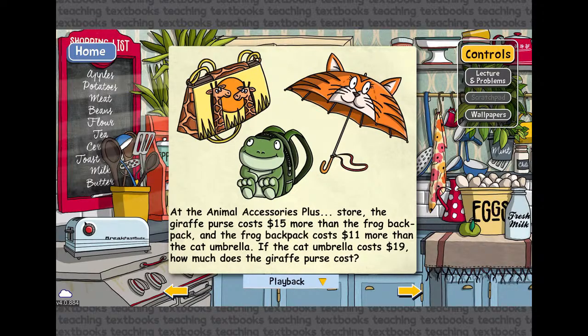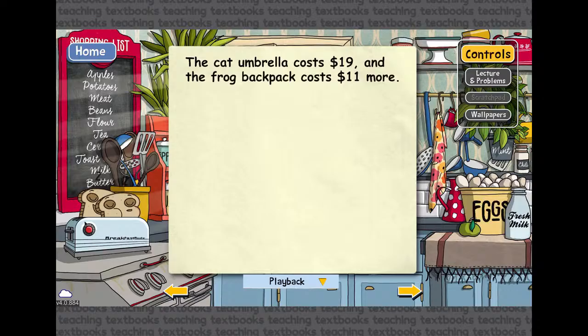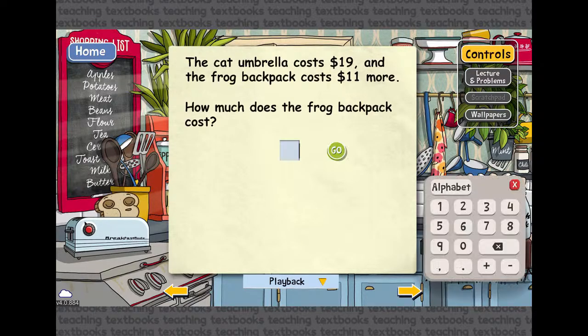At the Animal Accessories Plus store, the giraffe purse costs $15 more than the frog backpack, and the frog backpack costs $11 more than the cat umbrella. If the cat umbrella costs $19, how much does the giraffe purse cost? It's going to take us 2 steps to solve this. What we have to do is work backwards. We know the cost of the cat umbrella, $19, so let's start with that. If the cat umbrella costs $19 and the frog backpack costs $11 more than the cat umbrella, how much does the frog backpack cost? Go ahead and figure that out.